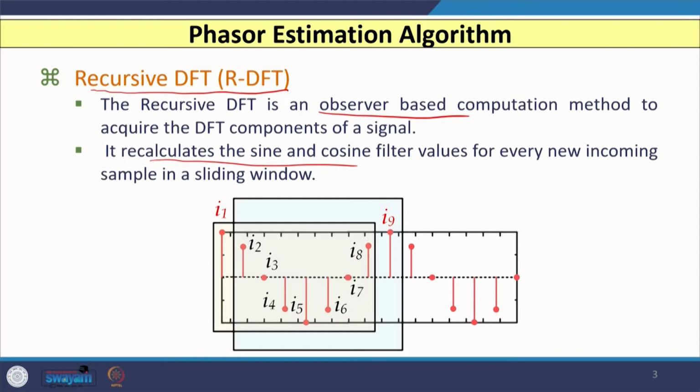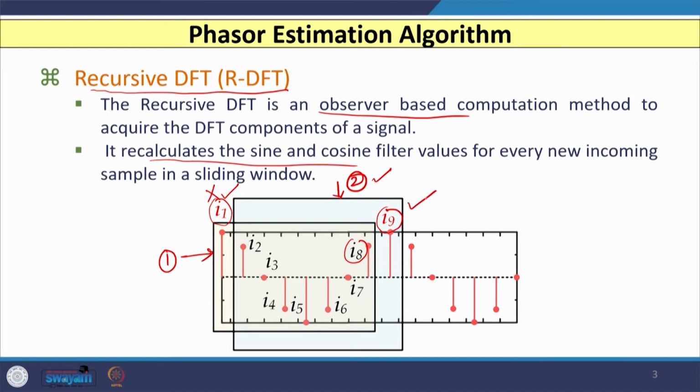If we consider here, you can see there are two windows, this is the first window and this is the second window. In the first window you know that the samples from I1 to I8 are available, and when you use these 8 samples in window 1, you can easily estimate the phasor value. So, the phasor value of window 1 is already available, and now when you move from the first window to the second window, the only change is that the first sample, I1, is discarded, and the new sample I9 is included.